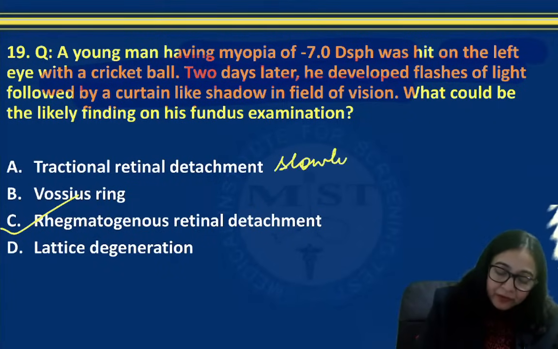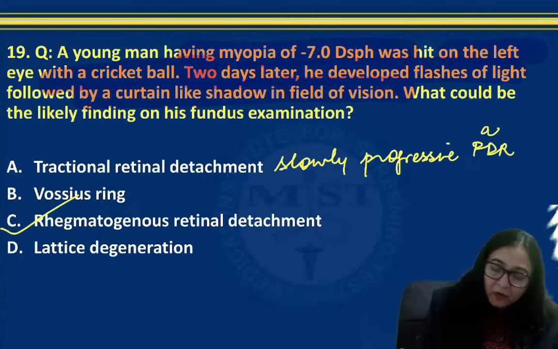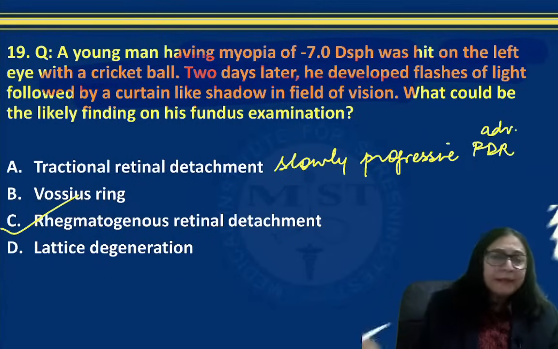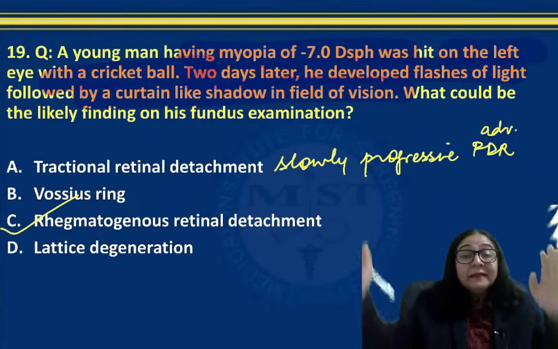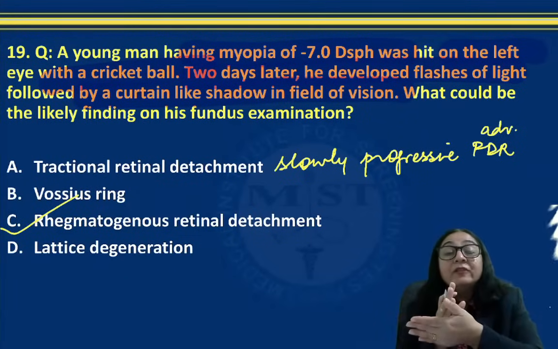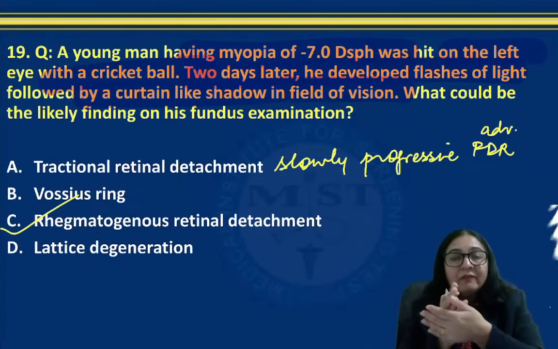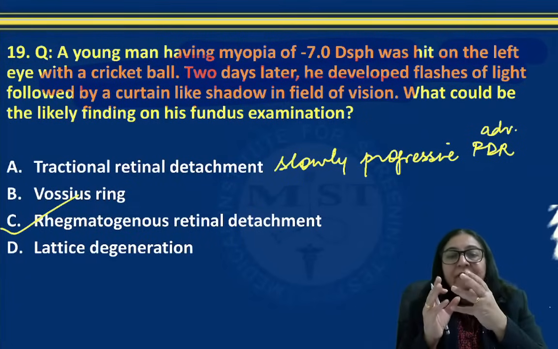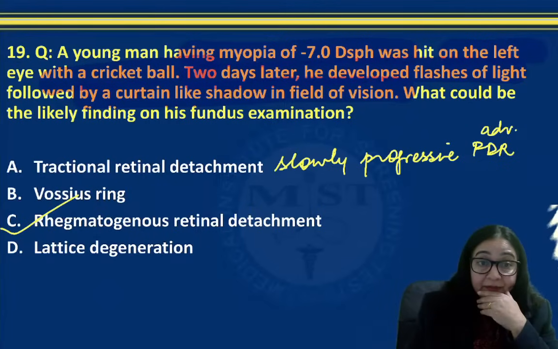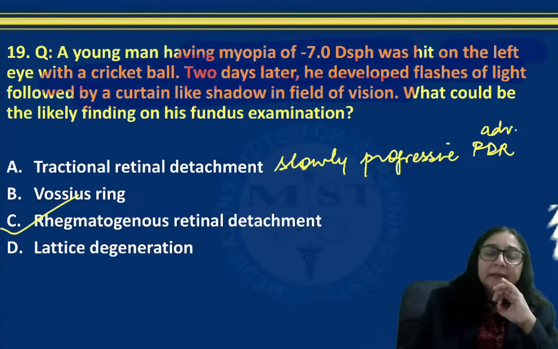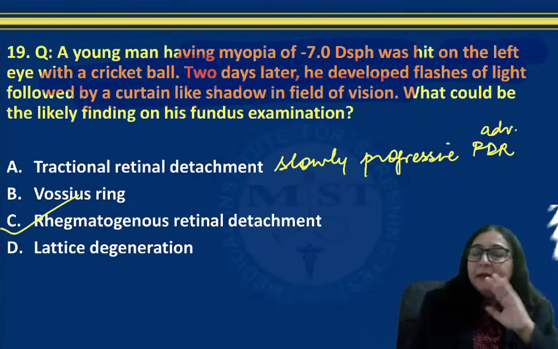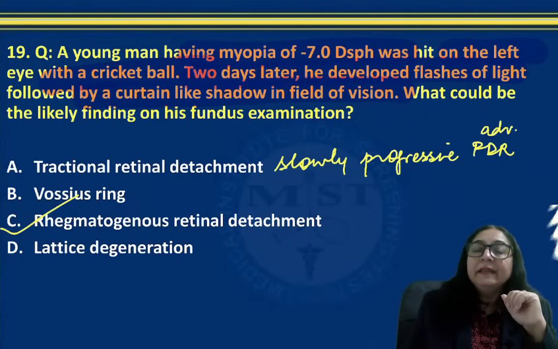It's usually slowly progressive. The most common cause is diabetic advanced PDR, or proliferative diabetic retinopathy. There are other causes also. It can occur in trauma also, but that will not be because of a retinal break. It will be because of the trauma related fibrosis occurring in the retina. Okay. Vossius ring is just a pigment ring on the lens capsule. It does not cause any decreased vision.